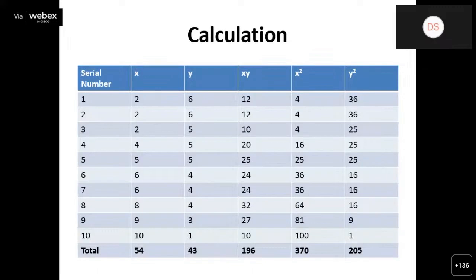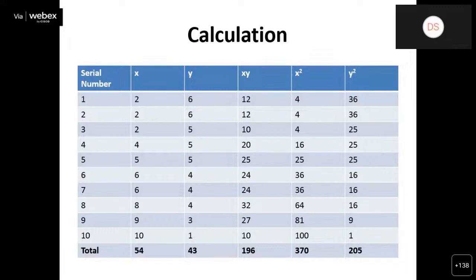There are two variables. The first is called x and the second is called y. These are paired data. We have to create three more columns: the xy column, the x square column, and the y square column. So the pairs are x and y, in this example distance and the number of visits. We have to make three extra columns: xy, x square, and y square.